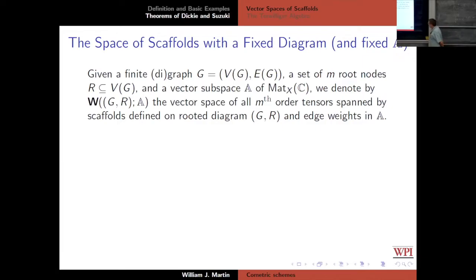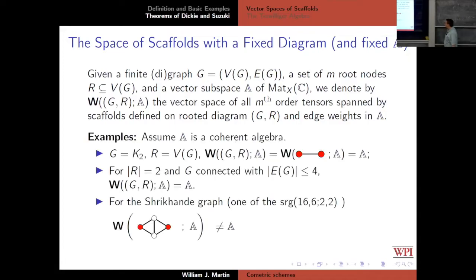So now we have a vector space A, and we really want it to be a coherent algebra. We have a vector space A, and we have some diagram with M root nodes. Now we'll take the vector space, bold W, taken from Paul's 1989 paper. That diagram with edge weights in A is the vector space spanned by all possible scaffolds you can build, where you have that diagram and edge weights from that algebra A. So assume A is a coherent algebra or cellular algebra.